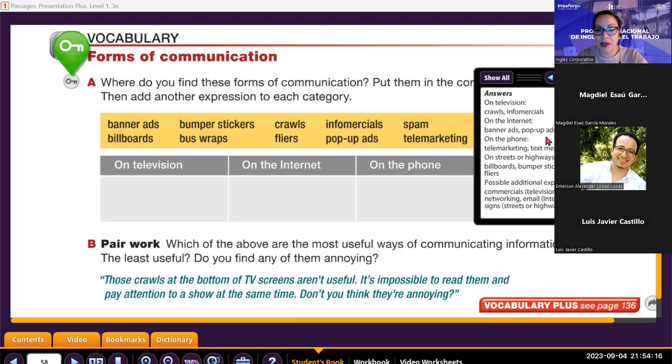So thank you so much for providing us with your answers, Miguel. Most of them were placed in the correct category. And some of them, yes, they can be used on the street, or they are interchangeable. Algunas son como intercambiables, así como lo de los banner ads, que en internet ya les explicaba cuáles son, y también podemos ver banners en las calles. ¿Sí? So yes, puede ser.